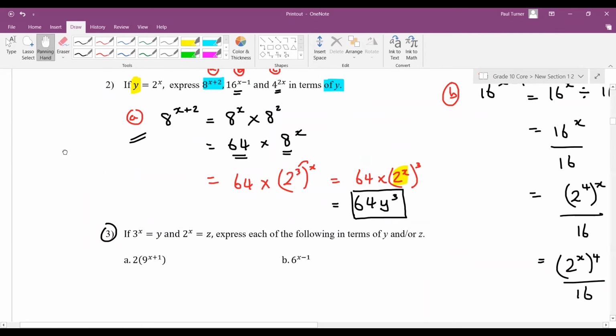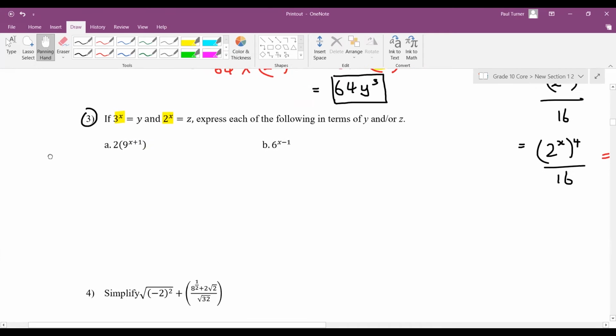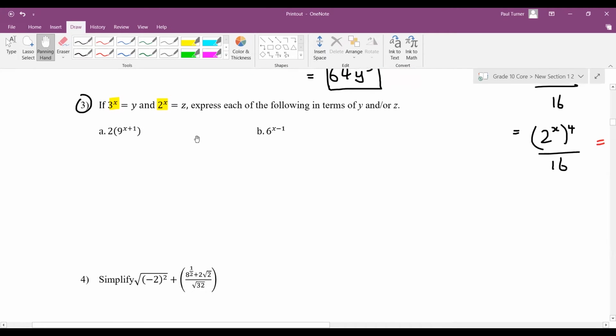But this one, question 3, is done the same way, except you may need to use 2. You've got x and z. So you need to try and change these to be 3^x or 2^x or both. Okay, so I'll leave you for 5 minutes for that one because that takes a little time. See if you can do these two here. This one's a bit harder. I'll let you know about this one.